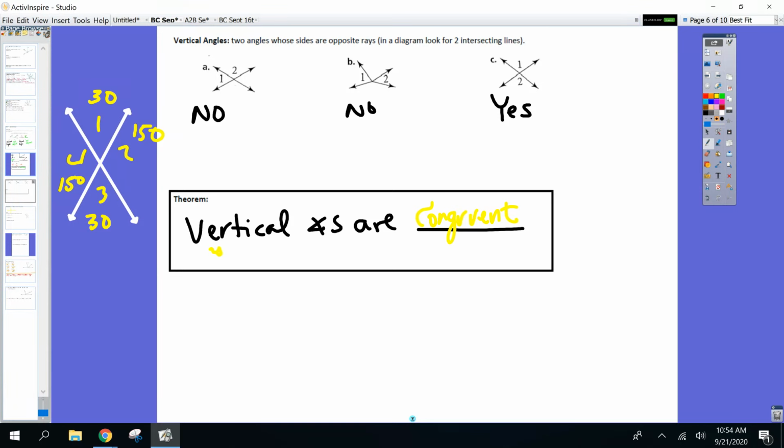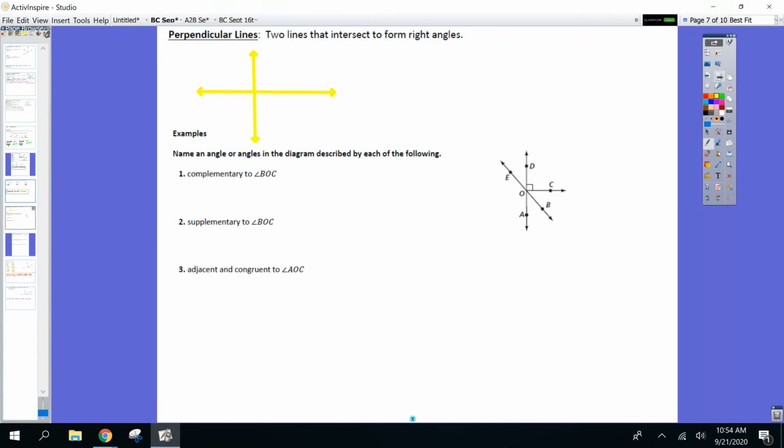I think we got one more vocabulary term. I think you heard of this one before. Perpendicular. Two lines that form right angles. And again, what's the symbol I can put on my diagram to show there's a right angle? I can put a little box.